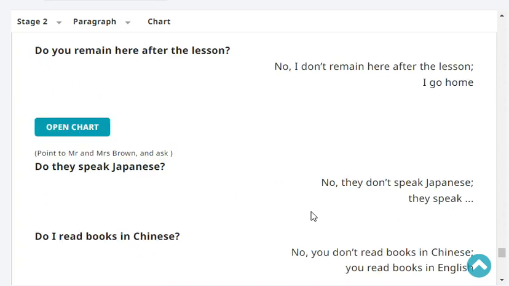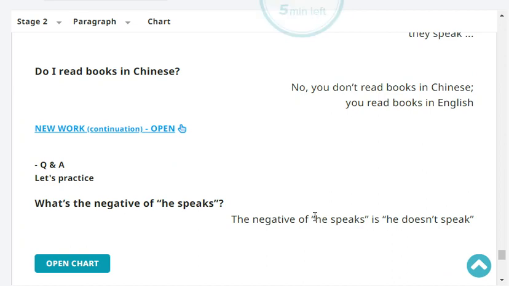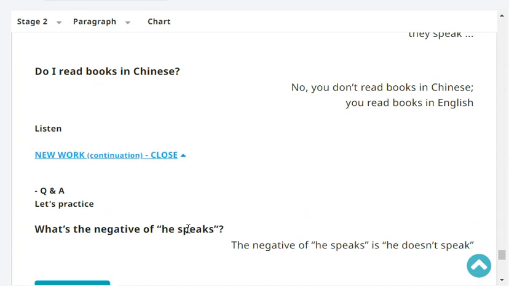Very good. Do they speak Japanese? No, they don't speak Japanese. They speak English. Do I read books in Chinese? No, you don't read books in Chinese. You read books in English. Very good. Okay, next.